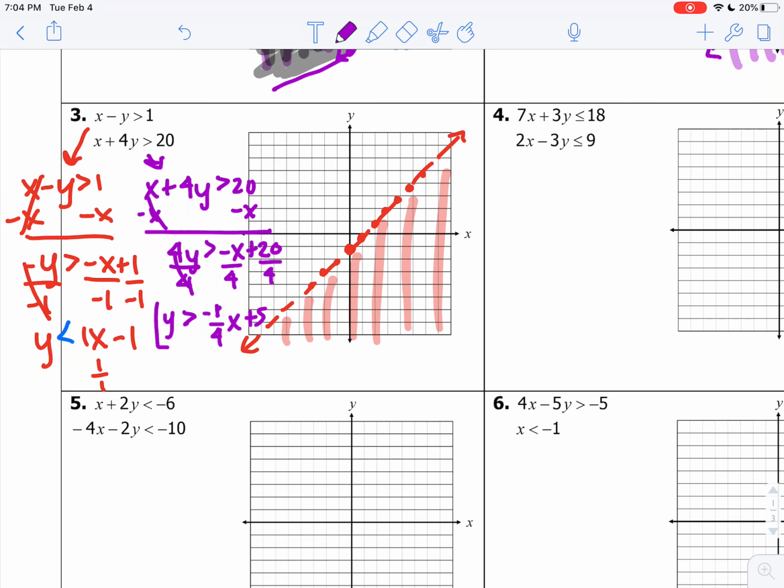I'm going to box that one because it's hard to see with that line. So you're going to go up 5, and then you're going to go down 1 to the right 4. Down 1 to the right 4. And I'm also just going to go up 1 and to the left 4.